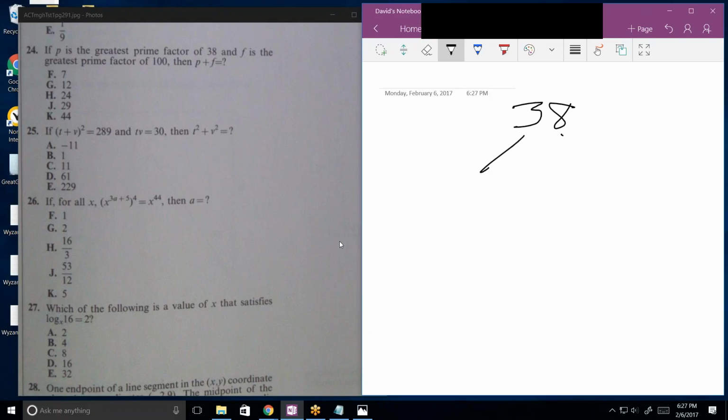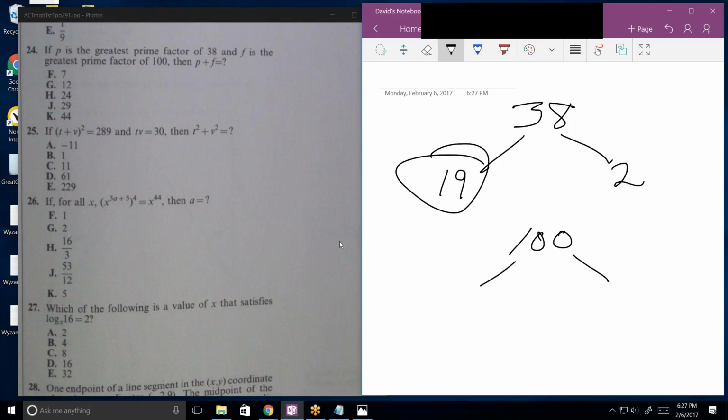It could be divided by... This is the way they have you do it? Yeah, the pyramid. So that's 19 and 2. So the greatest prime factor would be 19, correct. Now let's figure out 100. It would be 50 and 2, and then 2 and 25. Oh, 5. In other words, 5 and 5.